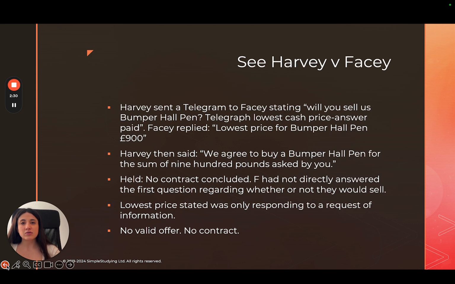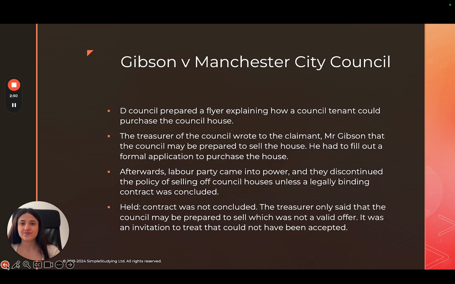The reason is because they never said that they would sell it to them. All they said is how much it was, but they never stated clear terms on which they were willing to sell. Therefore, there was no valid offer. If there is no valid offer, there is no acceptance, and no contract was created.